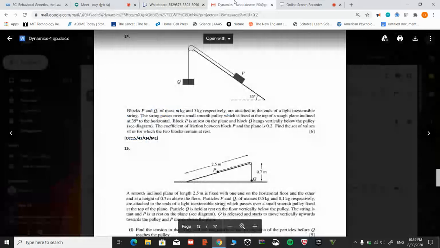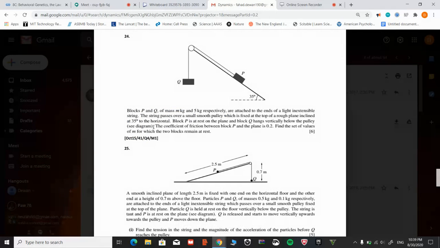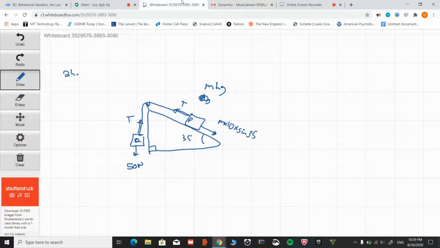And we know there is friction because it says rough plane. Particle P is at rest on the plane and Q hangs vertically below the pulley, blah, blah. The coefficient of friction is given. Find the set of values of M for which the block remains at rest. So this is interesting because set of values are questioned. So set of values of M.